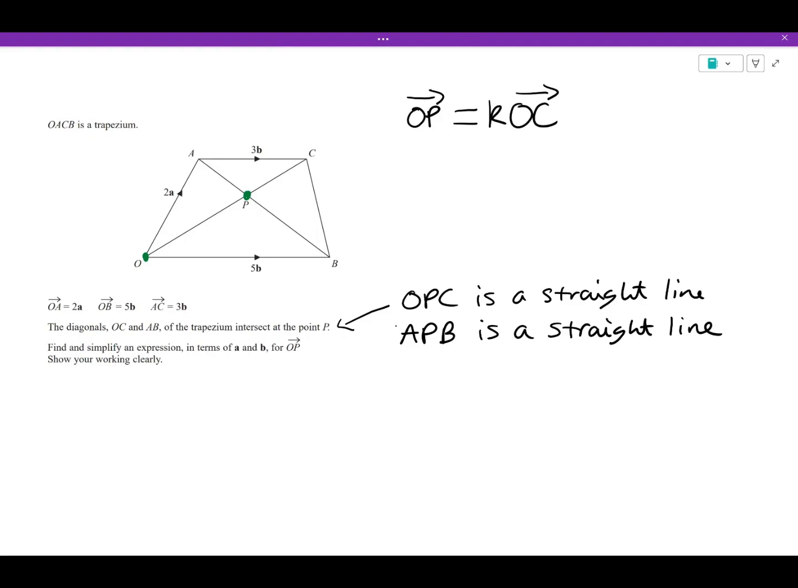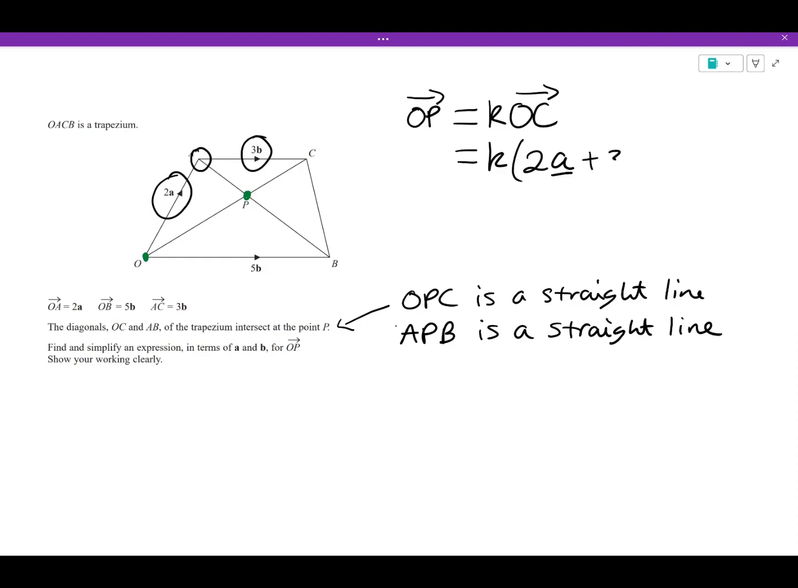Okay, K is picked randomly. You can pick any letter, just don't pick one that's already present in the question. Now, this statement must be true because they are parallel. And what I'm now going to do is try and find O to C instead and multiply by K. So how would I get myself from O to C? Well, that's fairly straightforward. I could do 2A up to A. And then once I'm at A, I could then do 3B to get across to C.